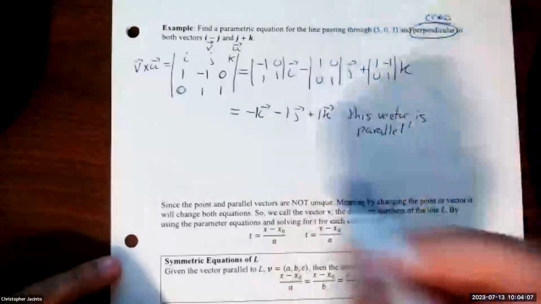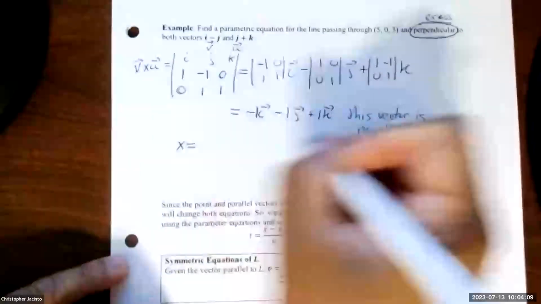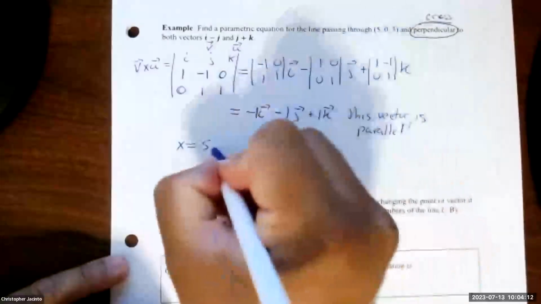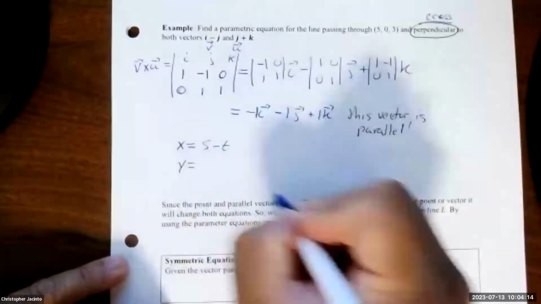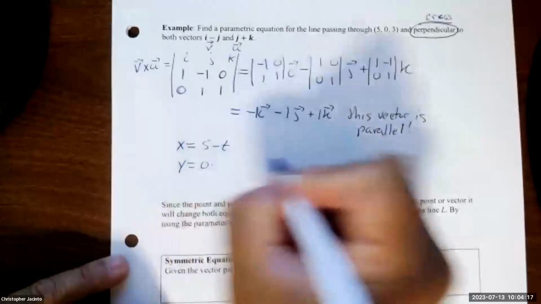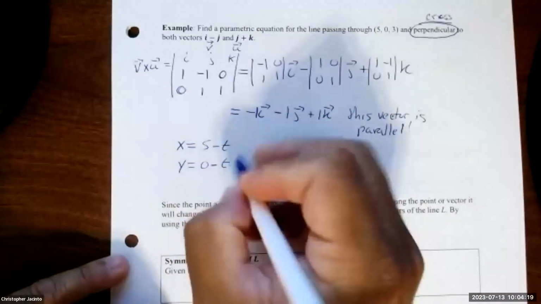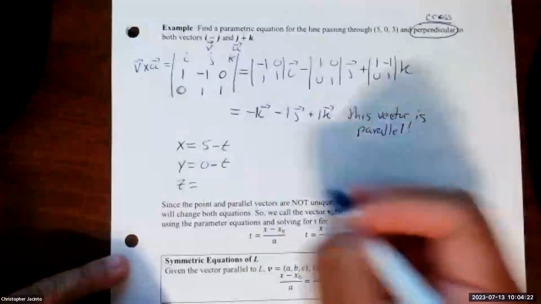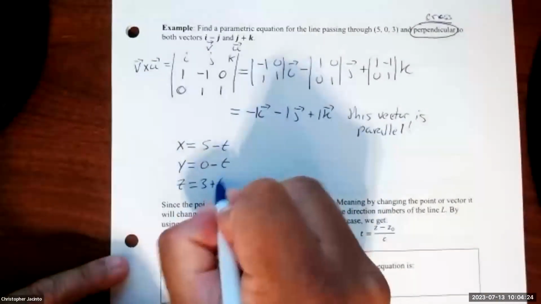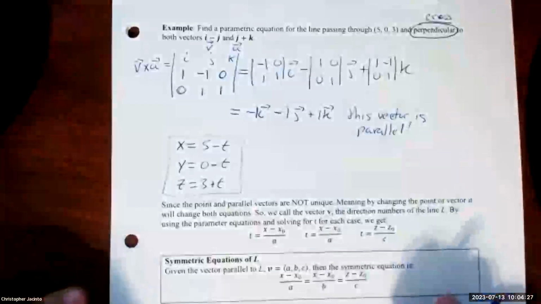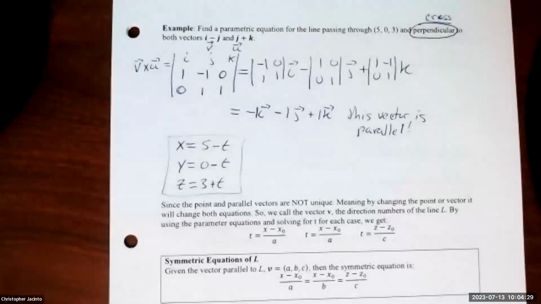And then now, using our point, we can find our parametric equations. So x is 5 minus t, y is 0 minus t, and then z is 3 plus t. There we go. Okay.